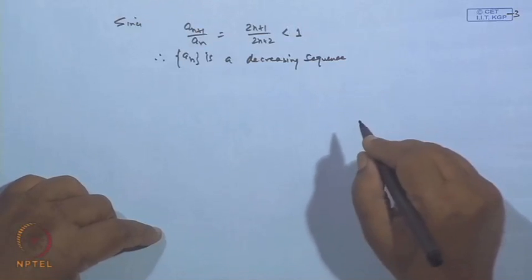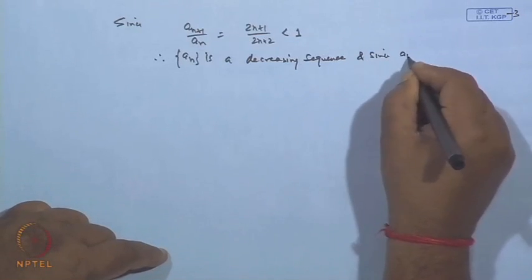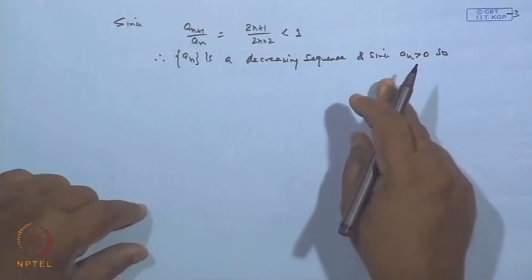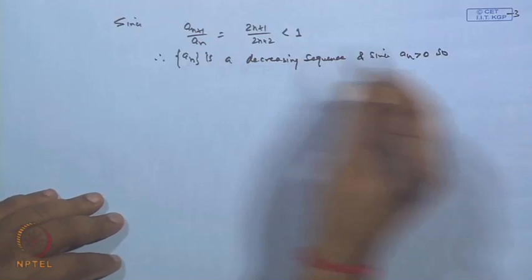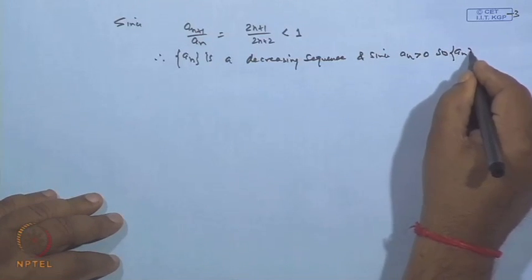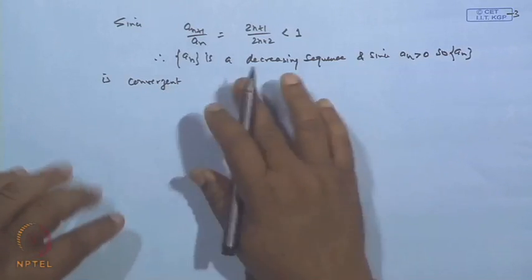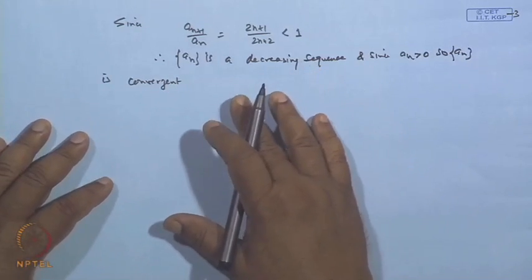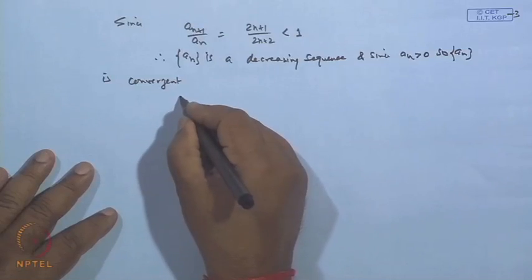And since the a n's are all positive, the sequence decreases and at most it will go to a positive number. So the sequence a n is convergent. This is one thing which is clear from this concept. We are now interested in finding the limit. The convergence part is clear, but what will be the limit? So, let us look at a n again.